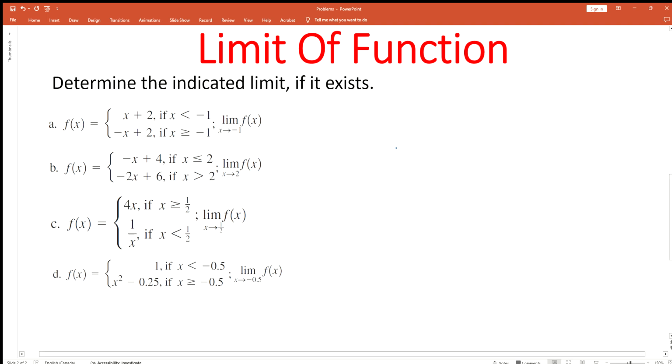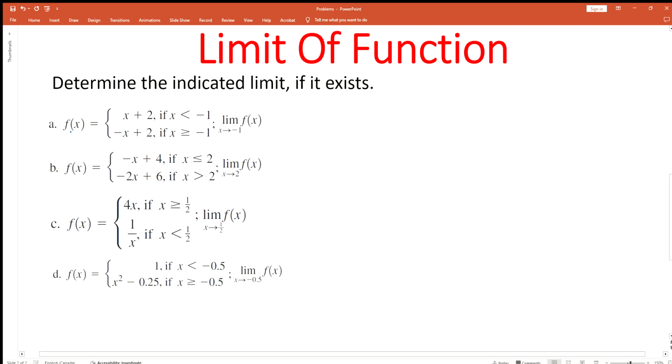In this video, we'll evaluate limit of piecewise functions. As per the problem, determine the indicated limit if it exists. And we are given these four piecewise functions. A piecewise function is a function which is made up of different functions over its domain. We have to evaluate the limit for these functions.